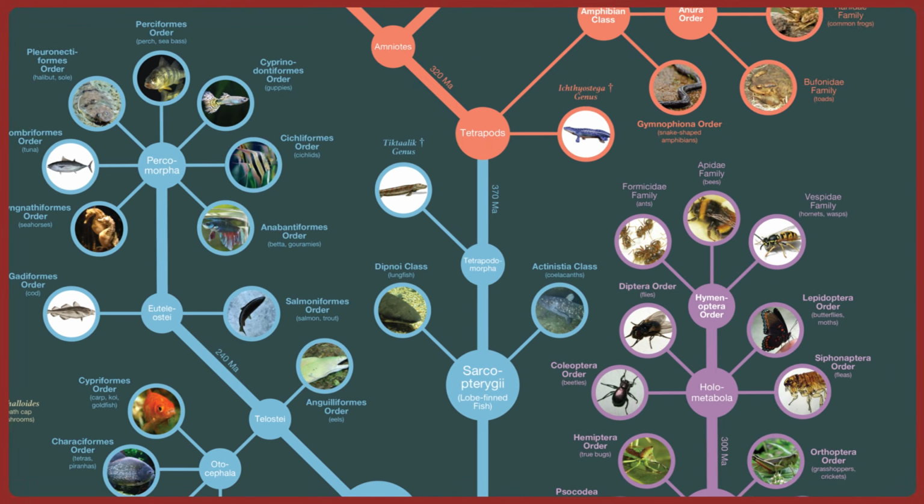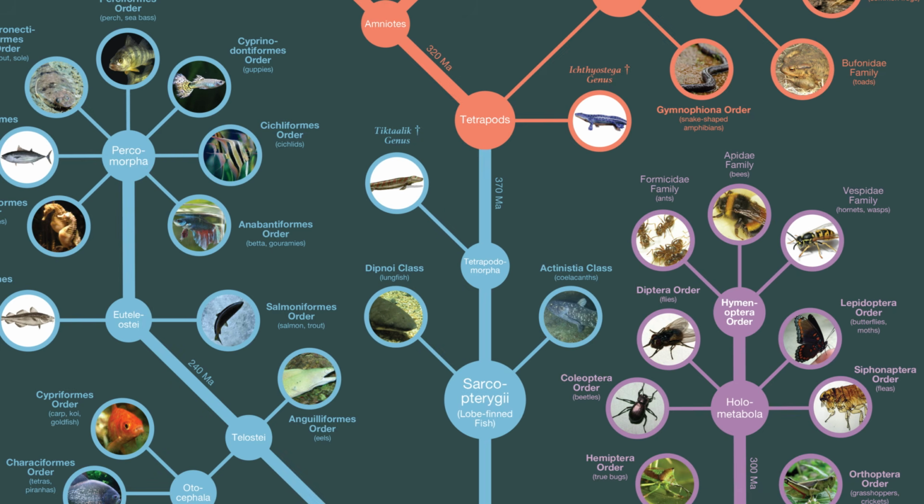The main lobe-finned fish that are still around today are the coelacanths and the lungfish. And it is with them that we are going to end today's video. Next time, we'll continue up through the tetramorphs to the earliest tetrapods, who climbed onto the land and eventually evolved into amphibians, reptiles, dinosaurs, and so on.